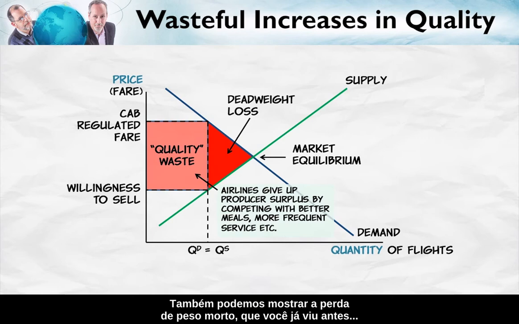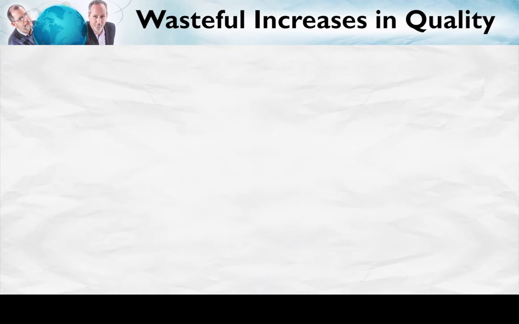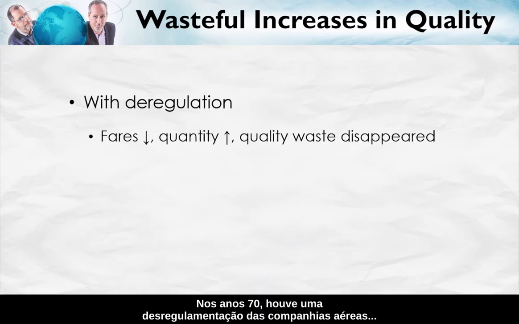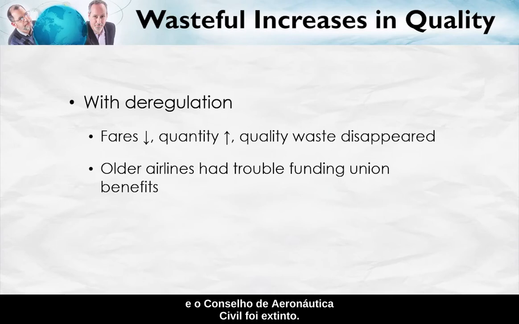Okay, we can also show the deadweight loss, which you've seen before. So we have the quality waste and the deadweight loss. In the 1970s, there was deregulation of the airlines, and the Civil Aeronautics Board, in fact, was eliminated, highly unusual for bureaucracy to be eliminated. The result was that fares went down dramatically. The quantity of air flights went up.